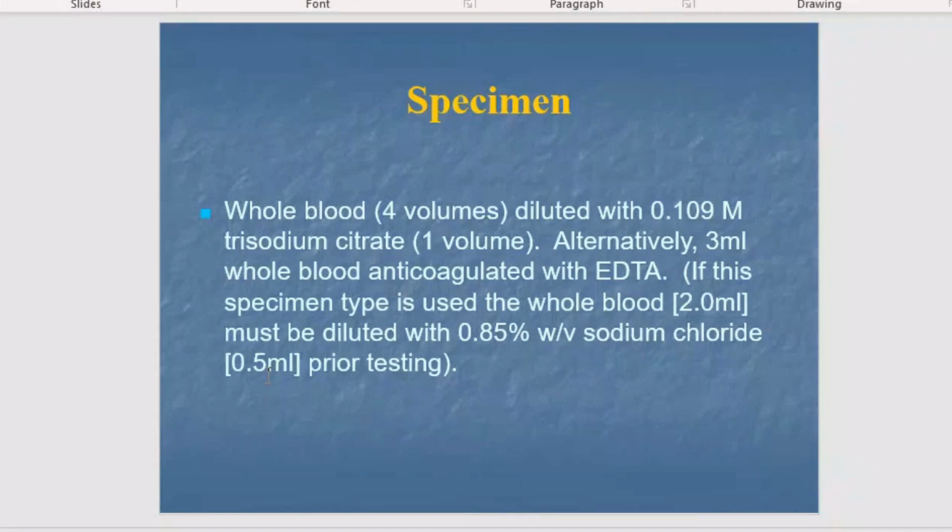And if this specimen type is used, the whole blood, 2 ml, must be diluted with 0.5% sodium chloride prior to testing. So that means it has to be diluted when it is highly concentrated.